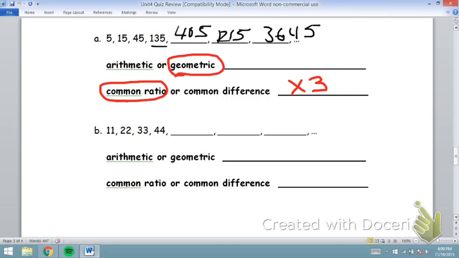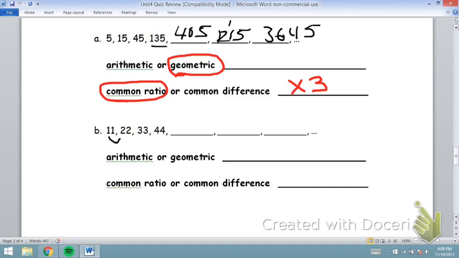Okay. So you guys go and look at the next one. You can pause this video while you try to figure out what the pattern is and what is going on in that little sequence there. You have 11, 22, 33, and 44. Go ahead and pause it. And I'm going to move on now with working it out.